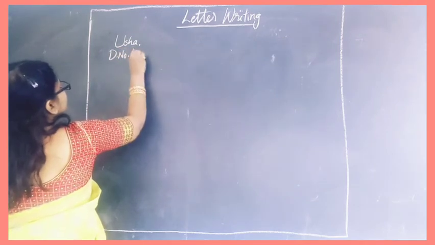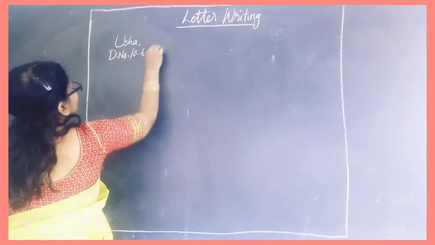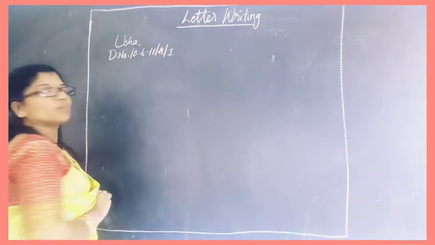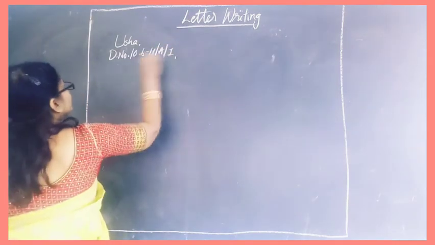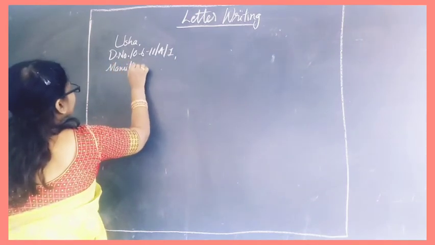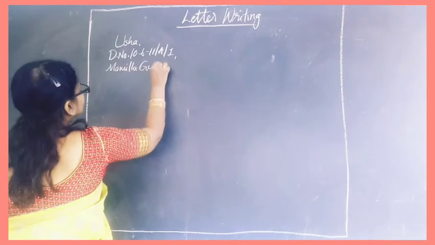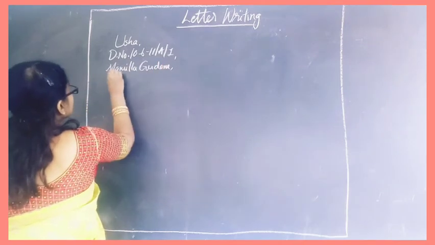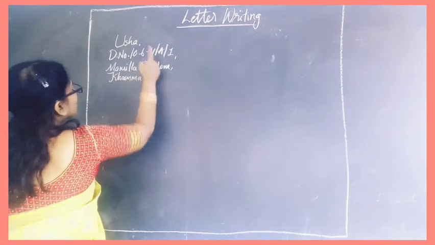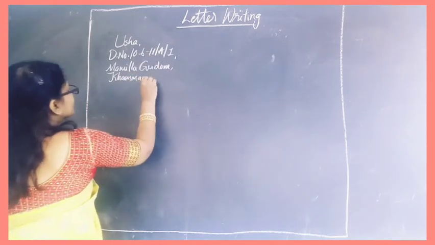Door number something, 10-6-11-1-8-1-1. Okay, this is my door number. Where I live? Mamelagar. Mamelagar, last line to full stop. Till then, all commas. Okay, full stop.